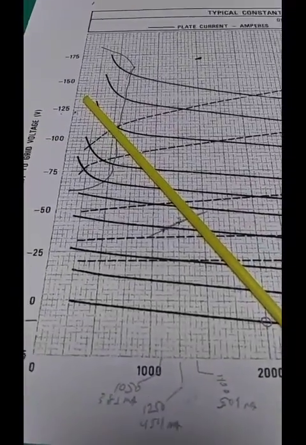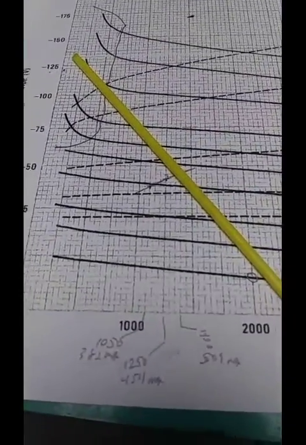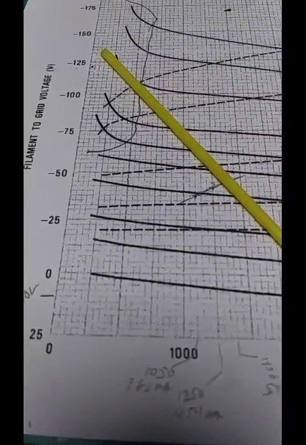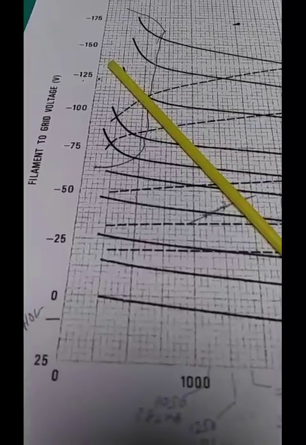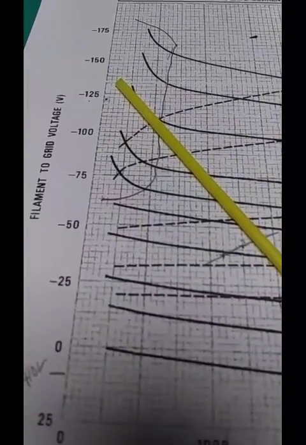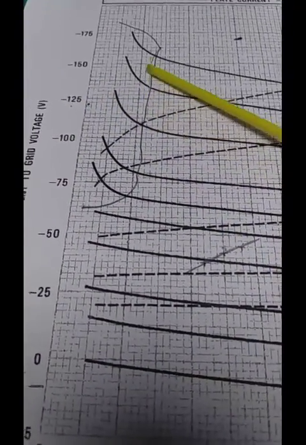I just kind of grabbed 1250 as a midpoint, based on a minimum plate voltage. Going much lower than 500 is quite likely going to run into this distortion region.